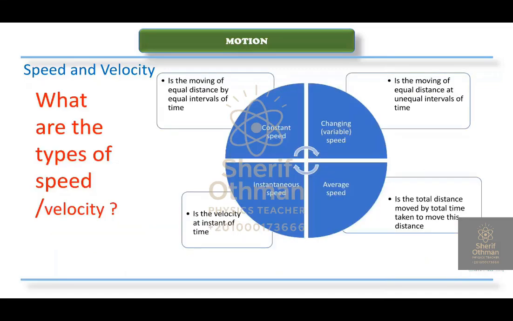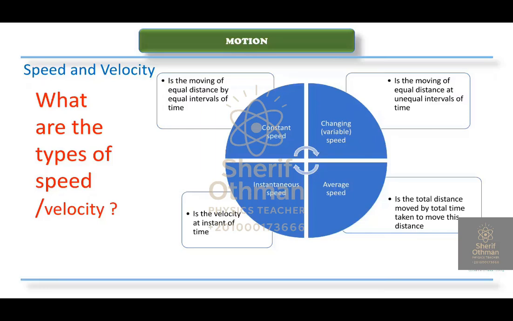What are the types of speed and velocity? Speed and velocity have the same types, guys. The only difference between them is the direction. So if I say constant speed, the same definition is used to define constant velocity. If I say changing speed, the same definition will be used to define velocity. Only change the word distance into displacement.